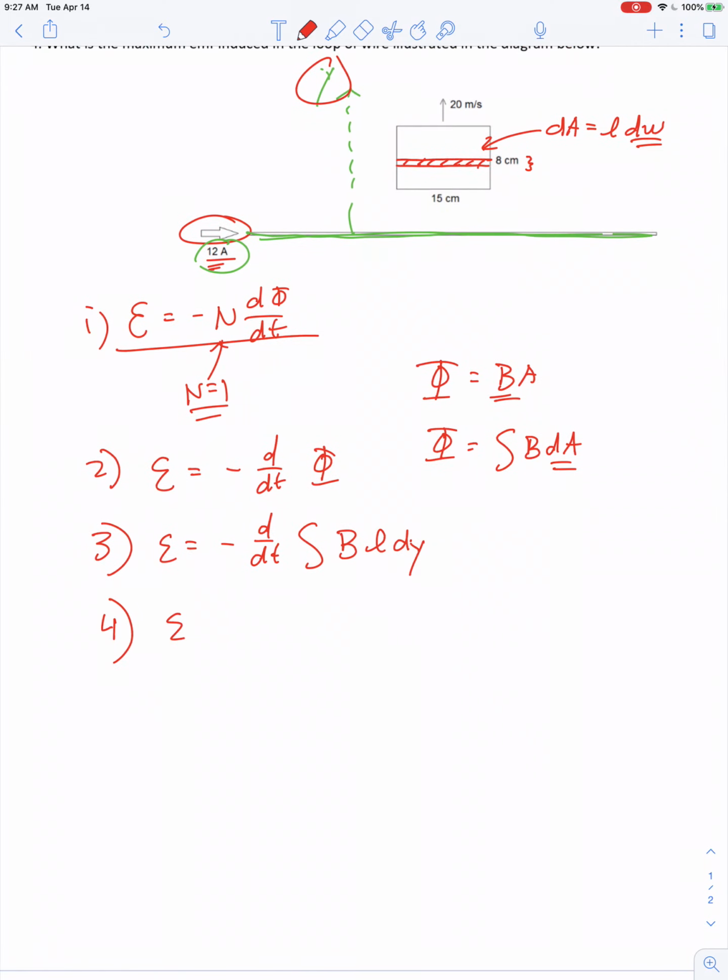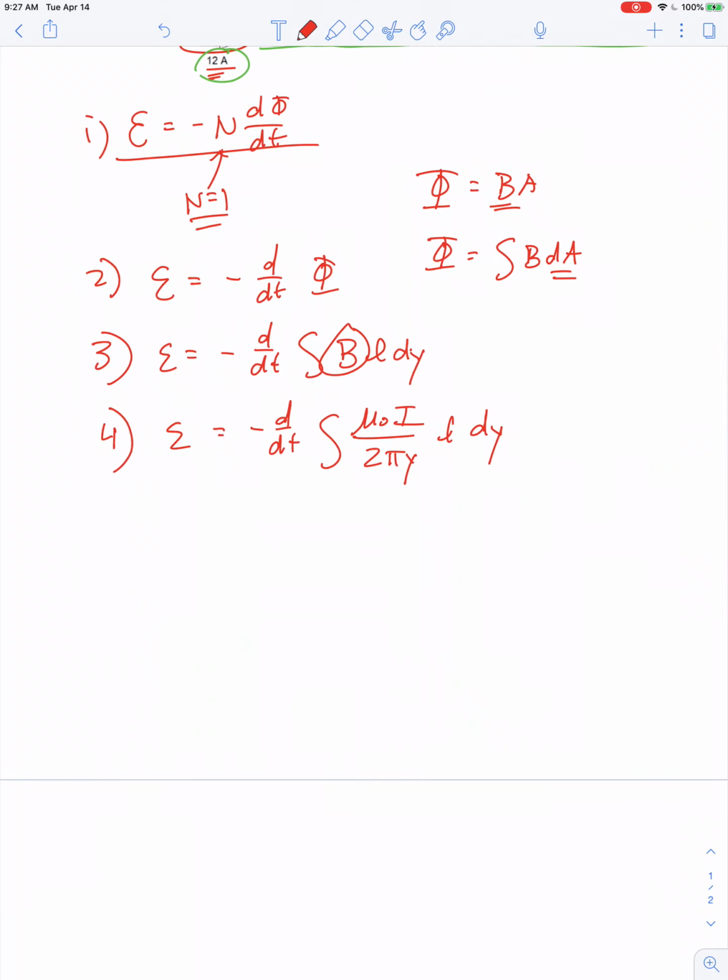In step 4, we substitute for b. So the EMF is negative d/dt of the integral of μ₀I over 2πy times L dy. A lot of these are constants, so we can take them out of the integral in step 5. The EMF is negative μ₀IL over 2π, and then we're left with d/dt of the integral of dy over y.